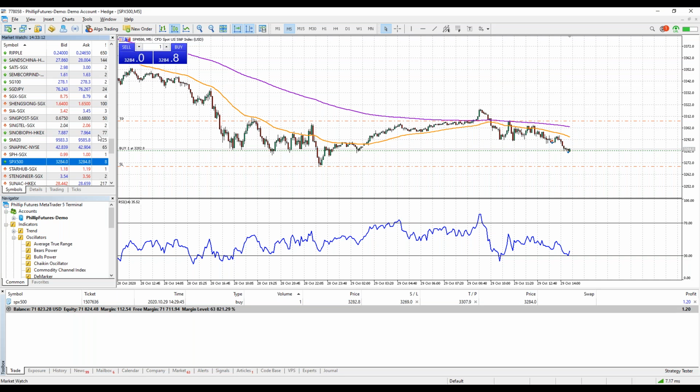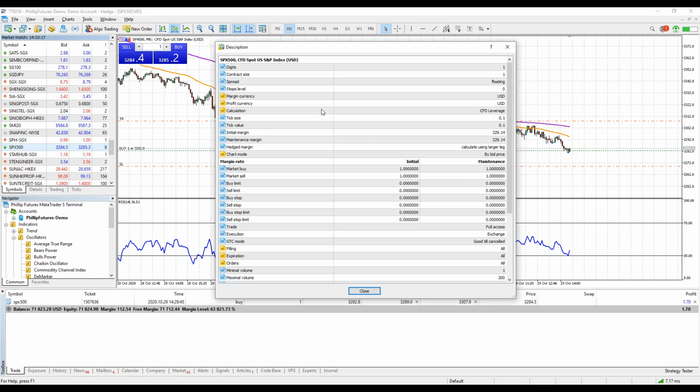So how you can find out is that you can actually right click on the contract. There is this specification, so everything is actually very transparent here. It tells you that this contract size is 1:1, meaning to say 3285 here equals 1. So one lot is actually 3,285. And then it tells you the margin required as well, which is 329. So that also translates to a 10% margin requirement.